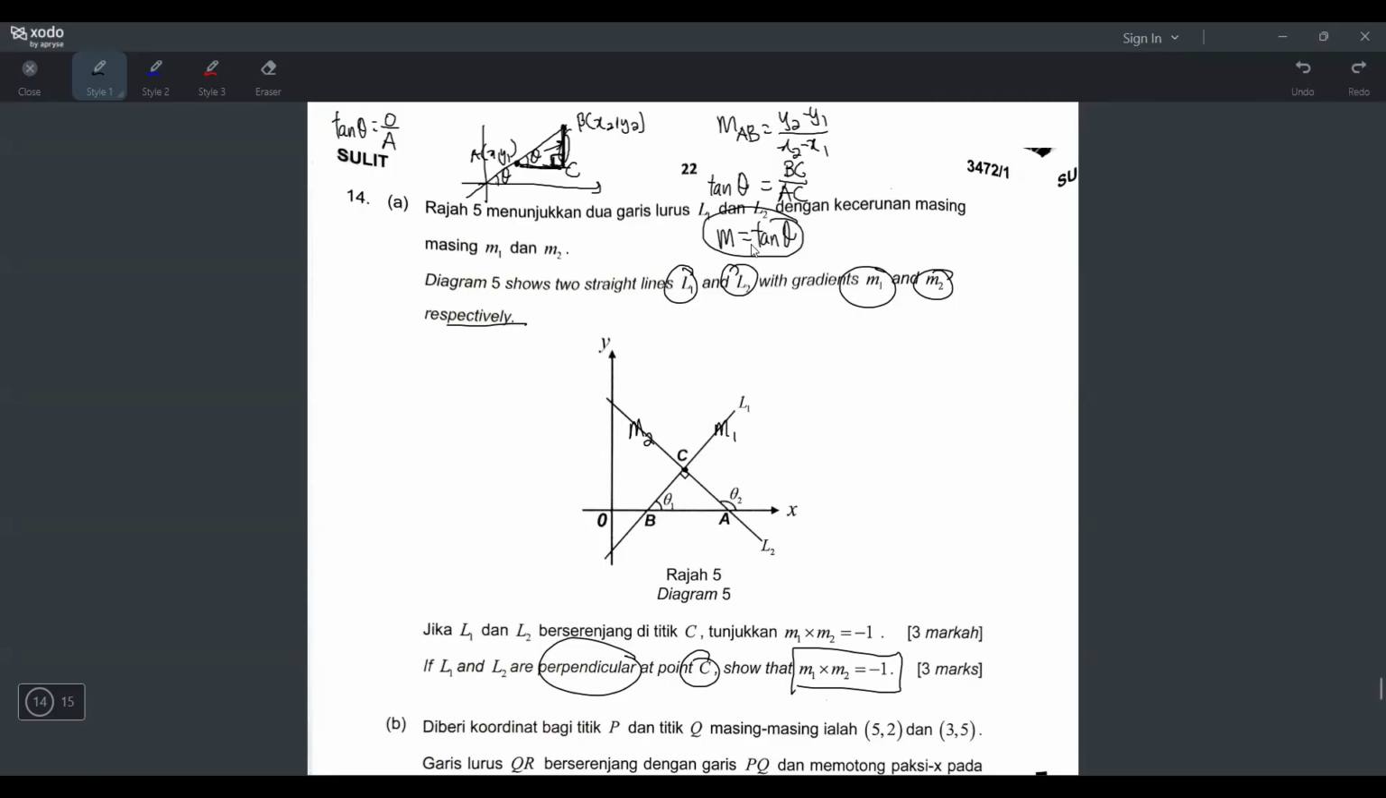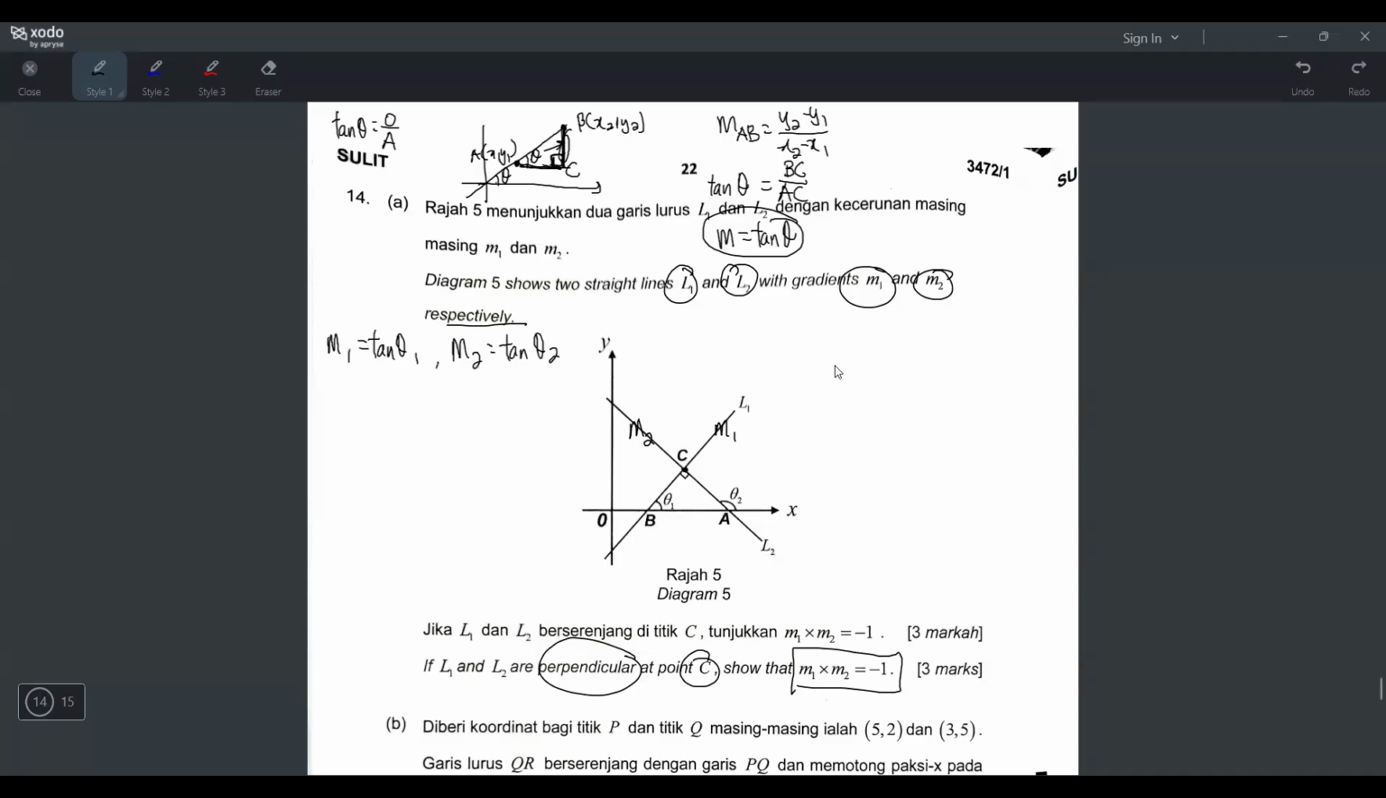Okay, now you already understand this. Now I can try to show you the working, how to show this thing. So look at this diagram. This is theta 1, this is theta 2, right? So that means the gradient M1 is actually tangent theta 1. Do you agree? The M1, the gradient of this line, is actually tangent theta 1. And then the M2, which is the gradient of this line, is actually tangent theta 2.